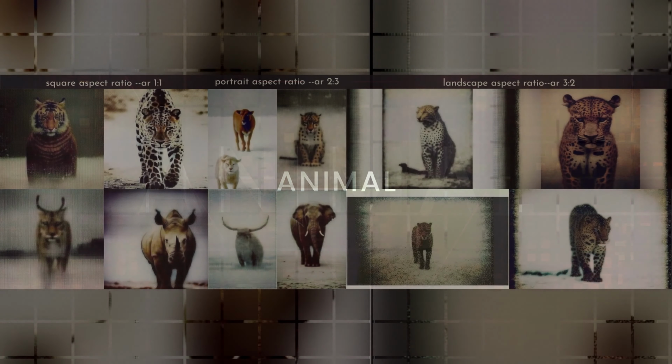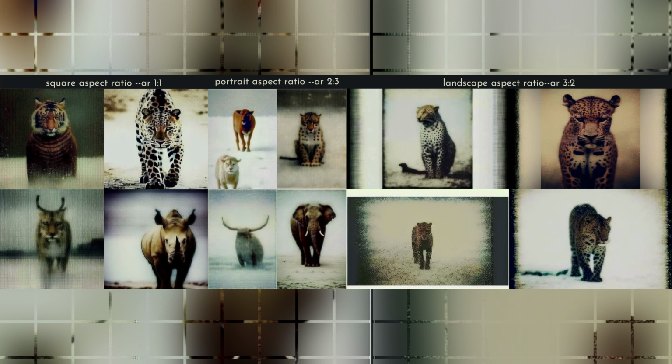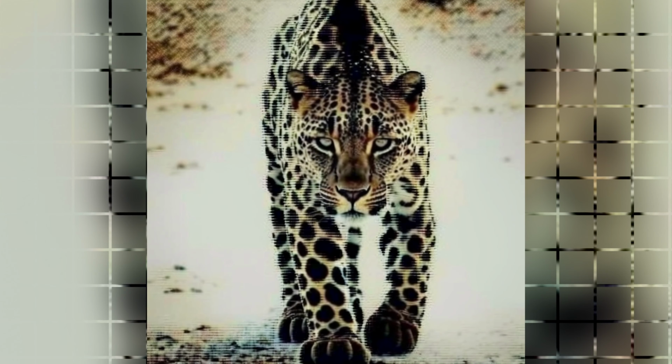Animal. These are actually quite realistic if you get past the graininess. I actually like this walking leopard, so I tried to see if upscaling it helps to improve the image. So yeah, it looks quite realistic, but the quality is like from an old VCR tape or something.